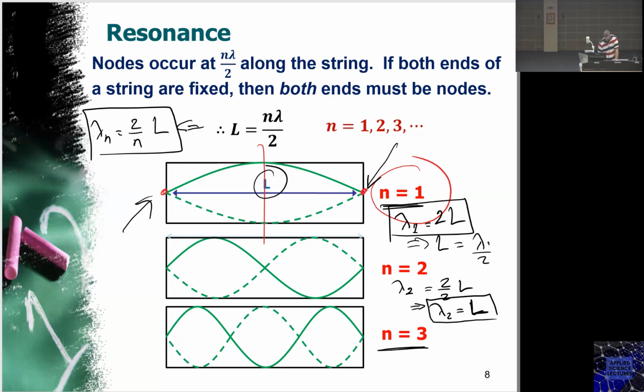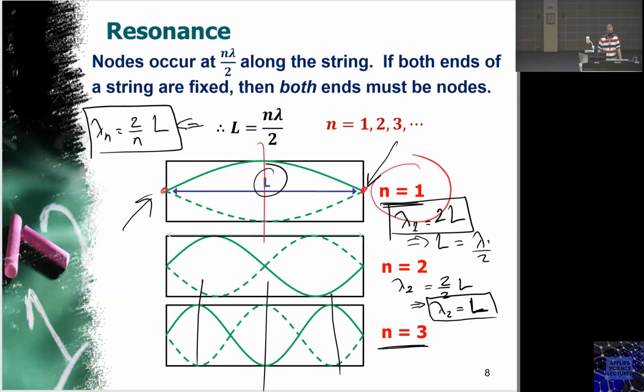What about this? n equals 3. This means this is the third harmonic. It is also corresponding to 3 antinodes. So we have 3 antinodes. This means that's the third harmonic. So when you calculate the wavelength, you substitute n with 3. If you do so, lambda 3 would be 2L over 3. That's the third harmonic.